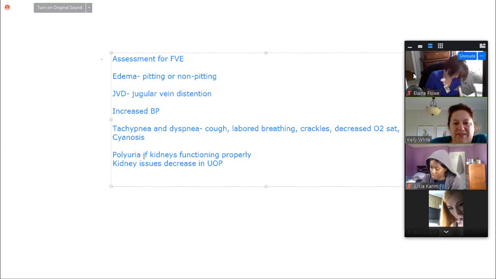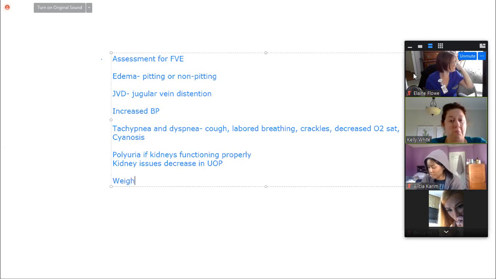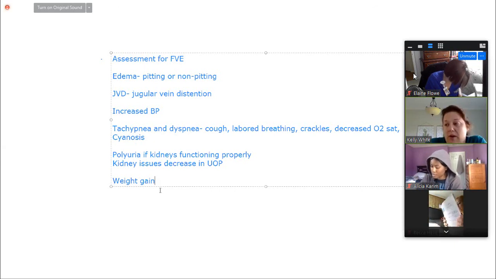These patients, if they're holding on to a whole bunch of fluid, what are we going to do? What are they going to have? We get daily weights on our patients with heart failure because they can gain weight very rapidly. You know, they can gain 3 to 5 pounds in the course of a day or two.